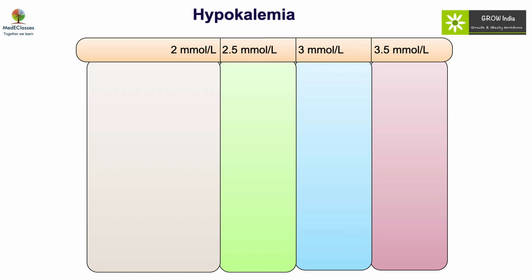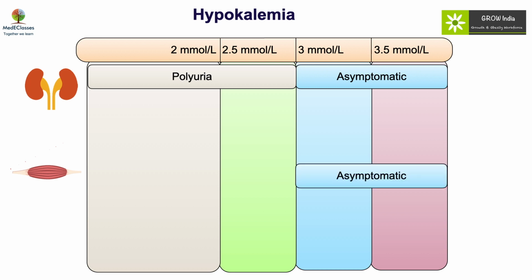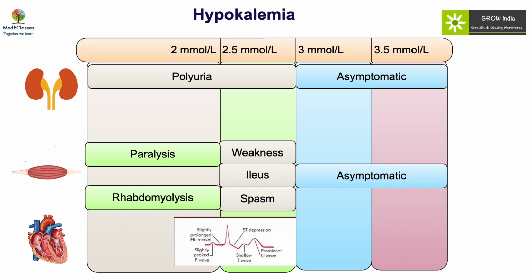Now, hypokalemia is more commonly associated with renal abnormalities, but a certain amount of endocrine causes, particularly the RAS excess syndromes, are associated with hypertension and hypokalemic alkalosis. The symptoms of hypokalemia typically start happening once potassium is less than 3, starting with polyuria. Myopathy typically starts between 2.5 to 3 with weakness, ileus, and spasm. Paralysis and rhabdomyolysis occur when it is less than 2. The cardiac change is typically below 2.5, and then you can have severe cardiac arrhythmia and ventricular tachycardia.